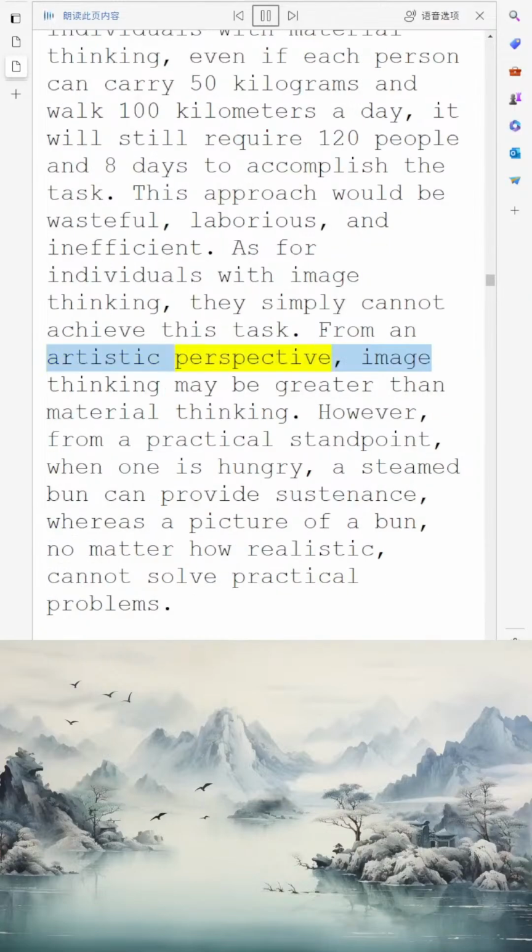From an artistic perspective, image thinking may be greater than material thinking. However, from a practical standpoint, when one is hungry, a steamed bun can provide sustenance, whereas a picture of a bun, no matter how realistic, cannot solve practical problems.